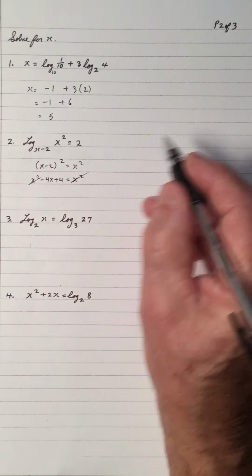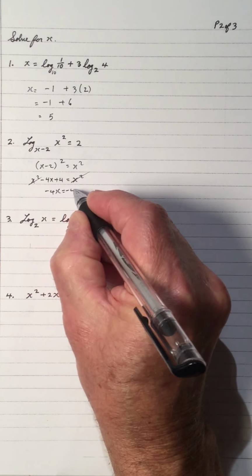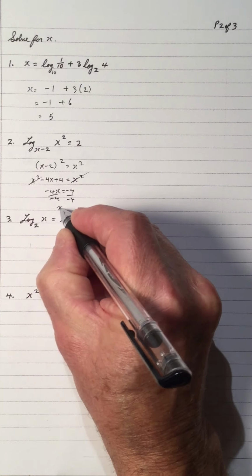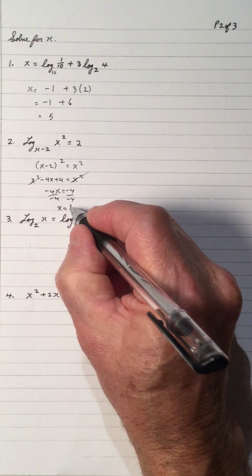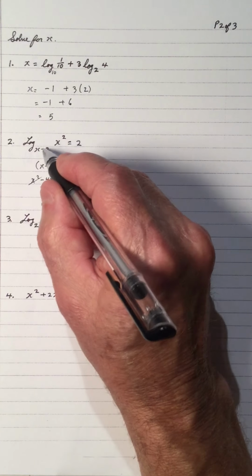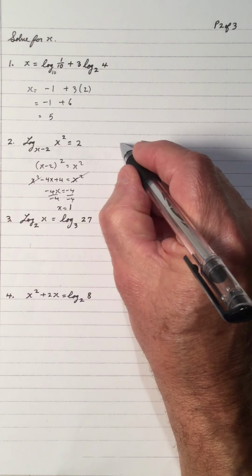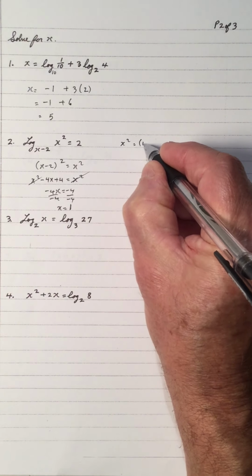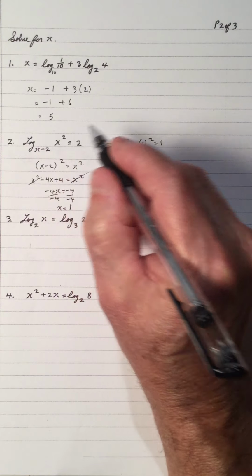Notice that x squared on each side is the same, so -4x equals -4. Divide by -4, so x is equal to 1. What we have to do is check, because the number has to be greater than 0, and the base has to be greater than 0, not 1. So when you take x squared and sub 1 in, you get a 1. So the log of 1 is okay because that's greater than 0.